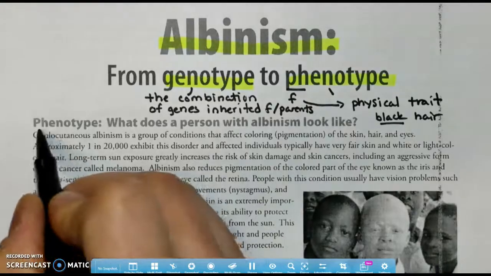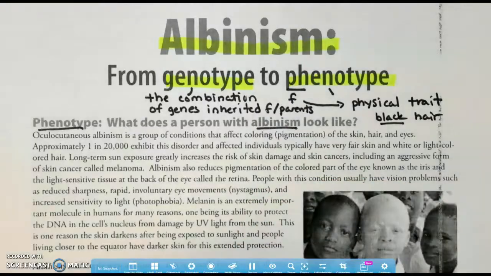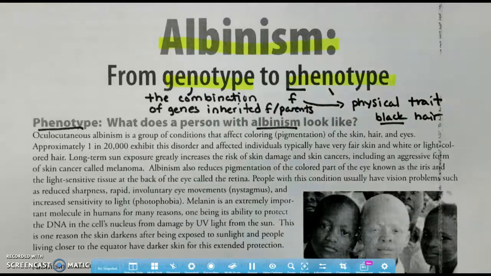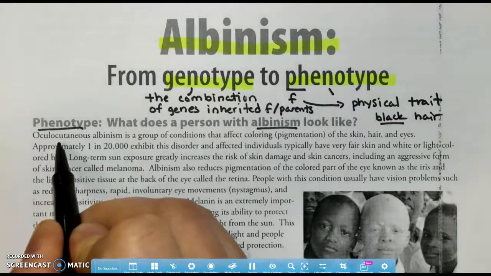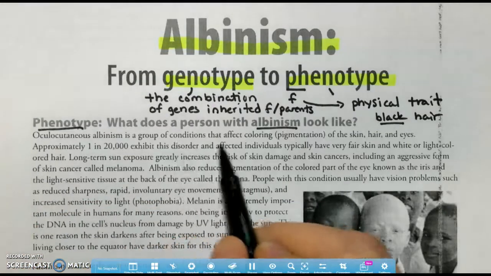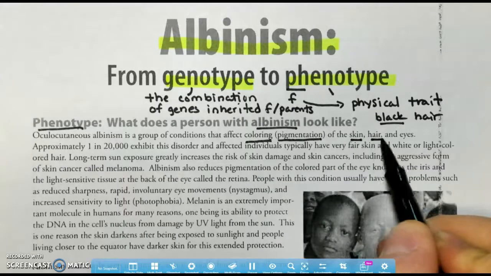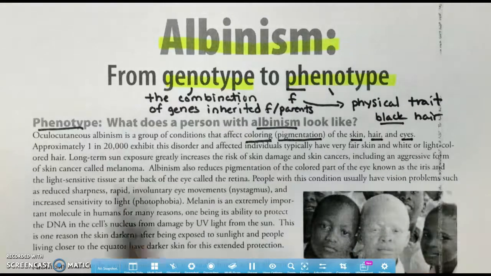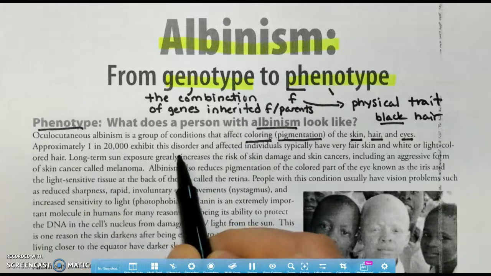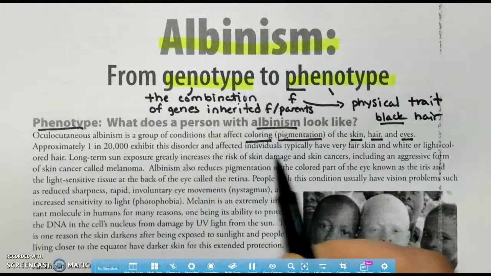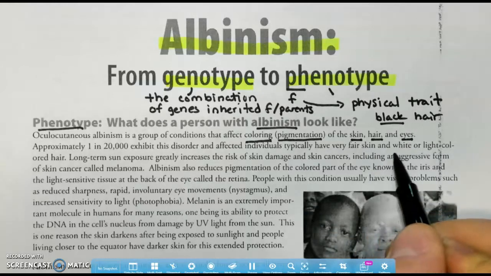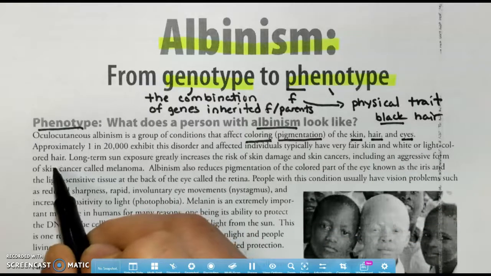So we're going to be looking at a phenotype, albinism. What does it look like? As we go through, I am going to underline some key points, maybe do a little annotating. Please do the same on your end. Oculocutaneous albinism is a group of conditions that affect coloring or pigmentation of the skin, hair, and eyes. Approximately 1 in 20,000 exhibit this disorder, and affected individuals typically have very fair skin and white or light-colored hair.